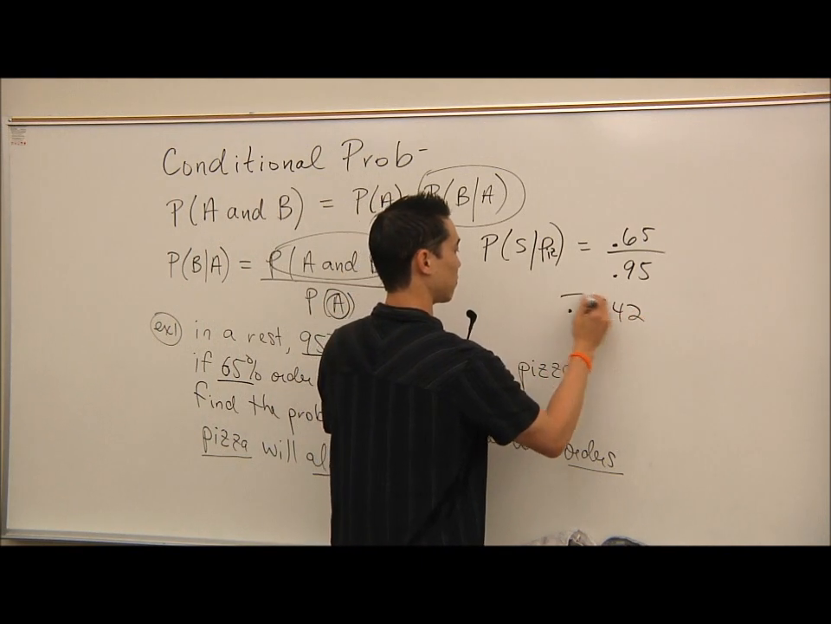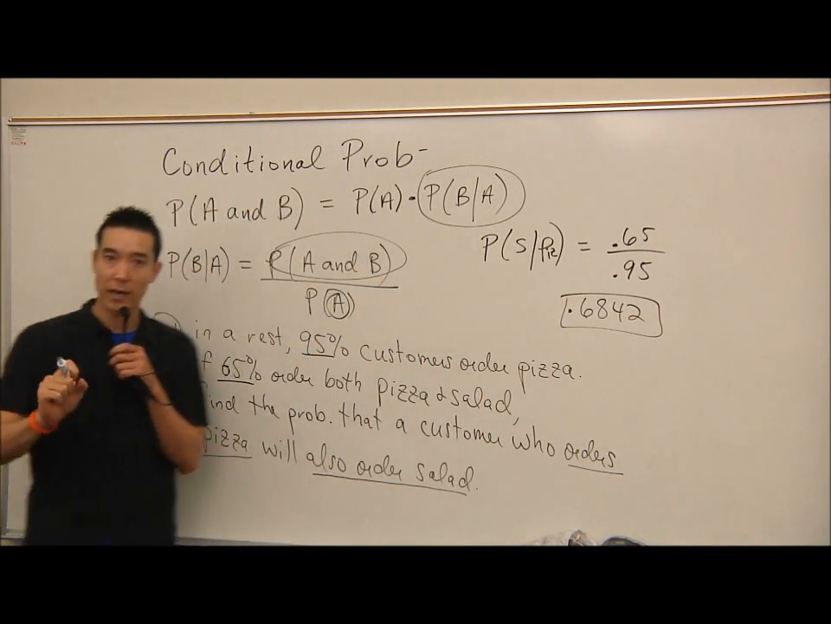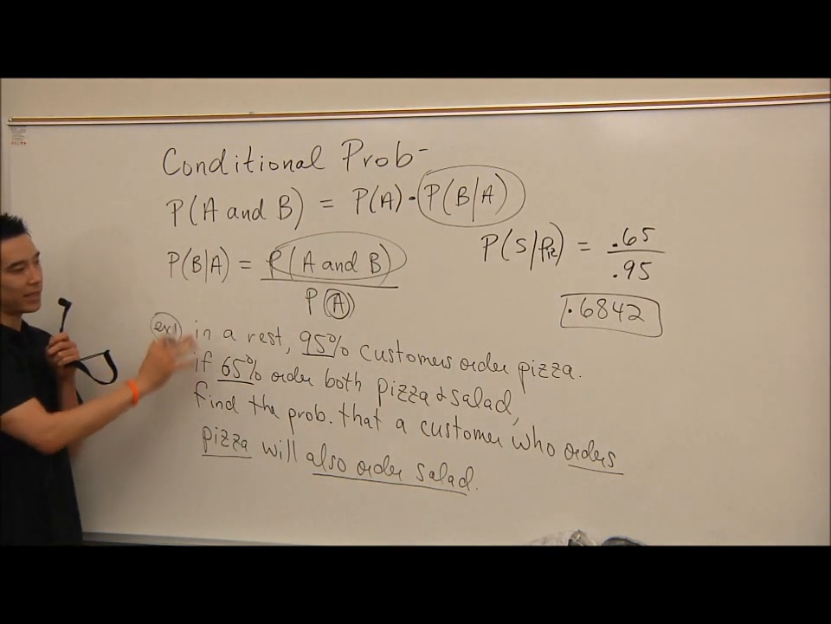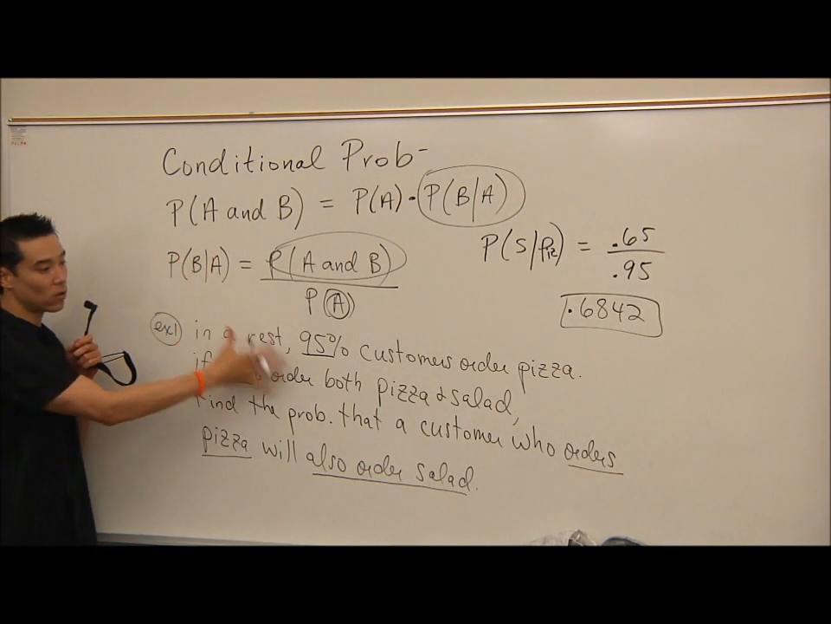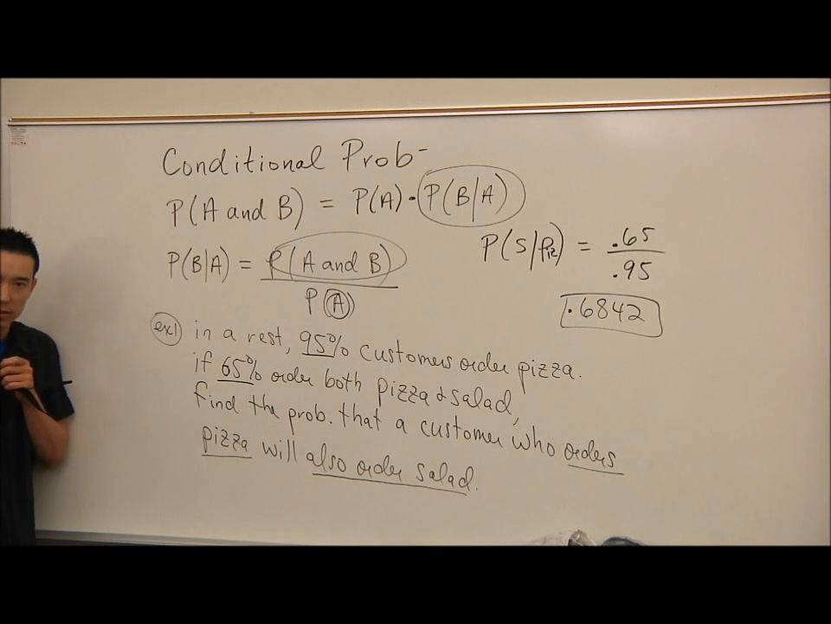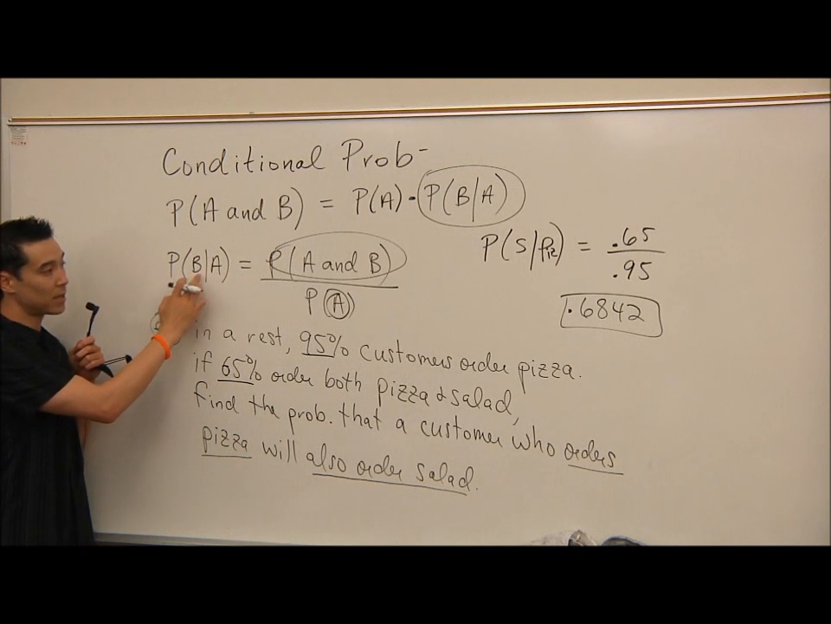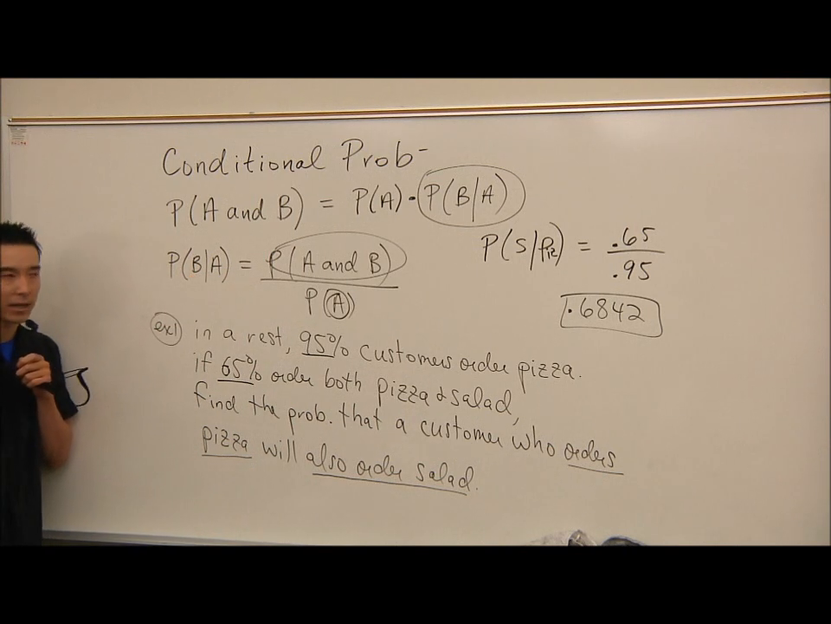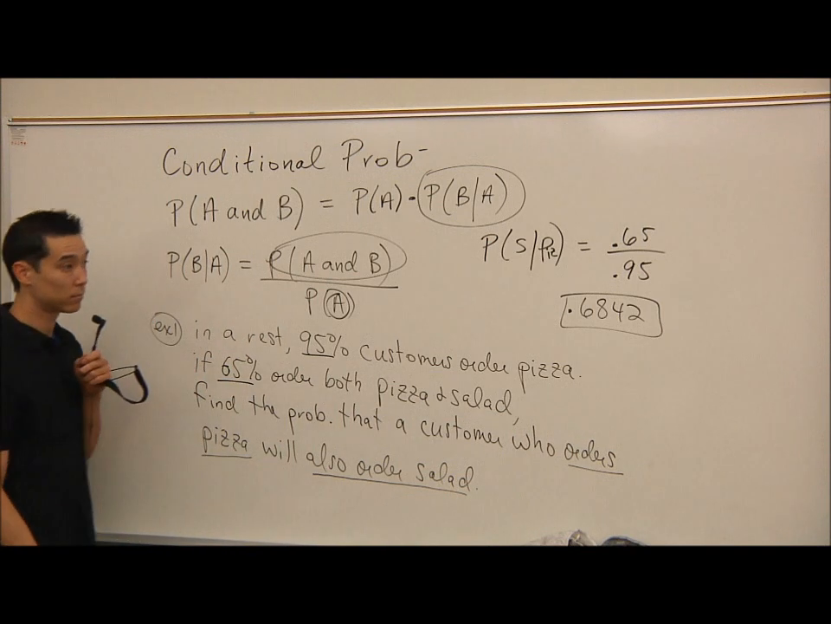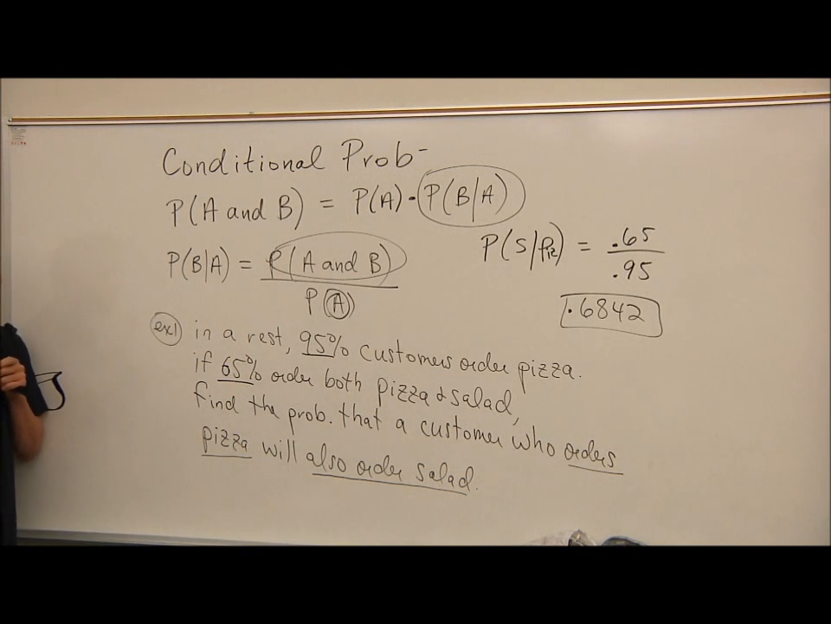0.6842. Okay. So you'll have some homework questions where it's better to put it in this form, and then you can solve the given parts. Have this formula handy, and in this case, B was salad and A was pizza. Do you want us to write the answer like that, or as a percentage? You can write it this way or as a percentage. Either one's fine.